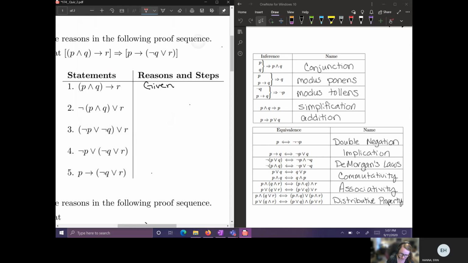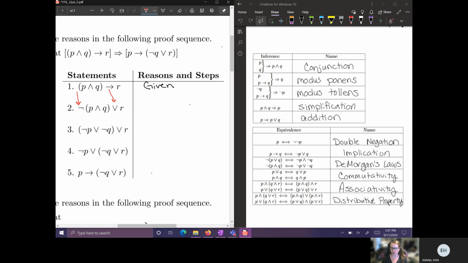We have a couple differences. One of them is that we don't have a not to begin with. So we pick up a not, and then our implication symbol essentially changes over to an or. That's really the only two things that are happening here: we have a not that's coming in, and then the implication turns into an or.